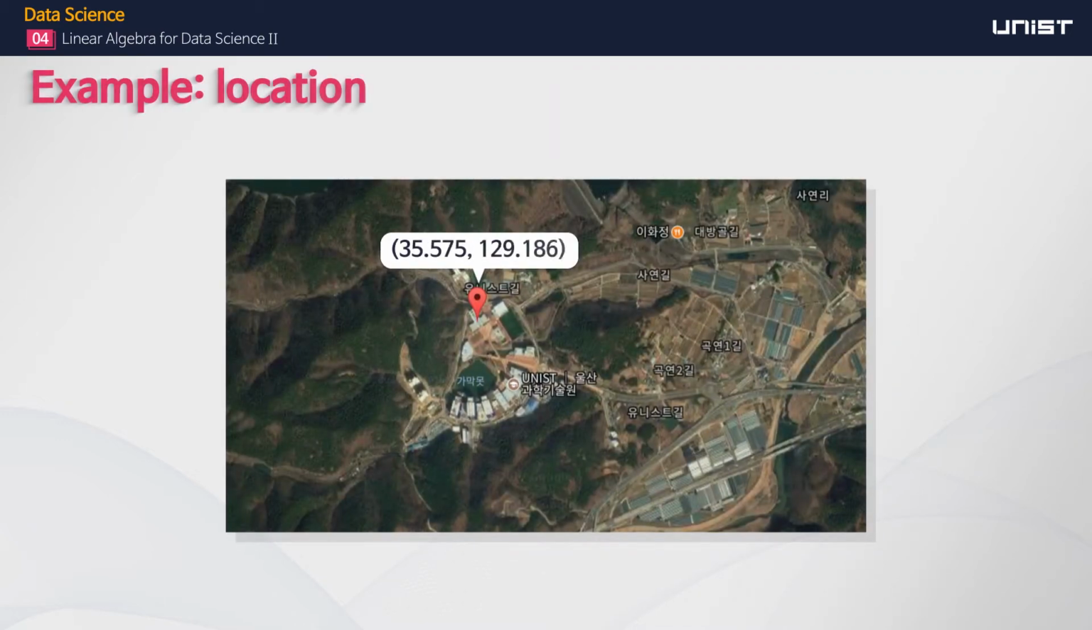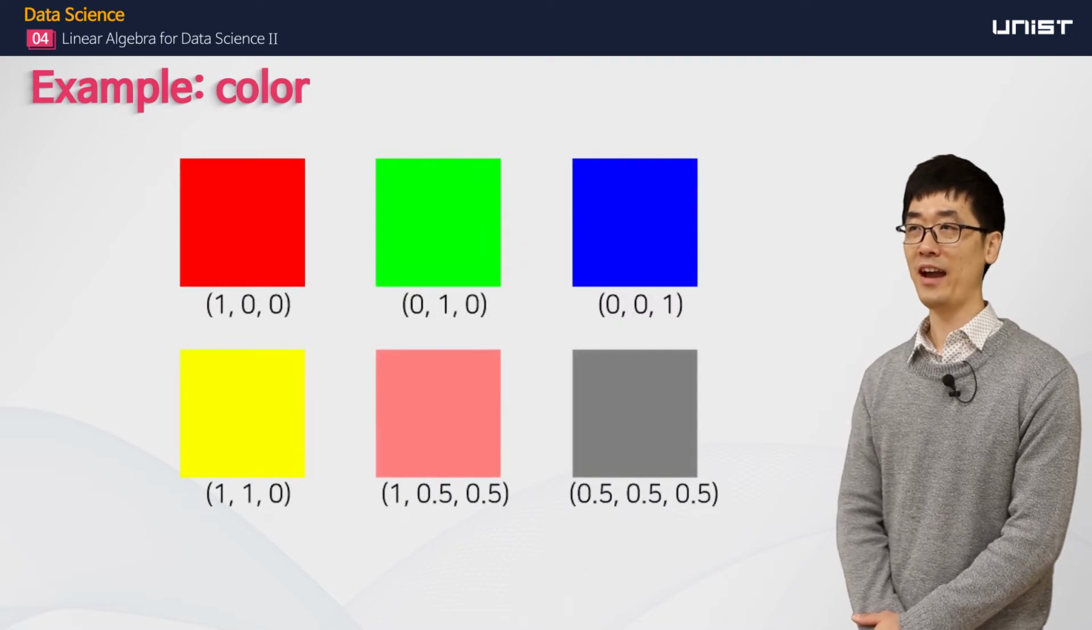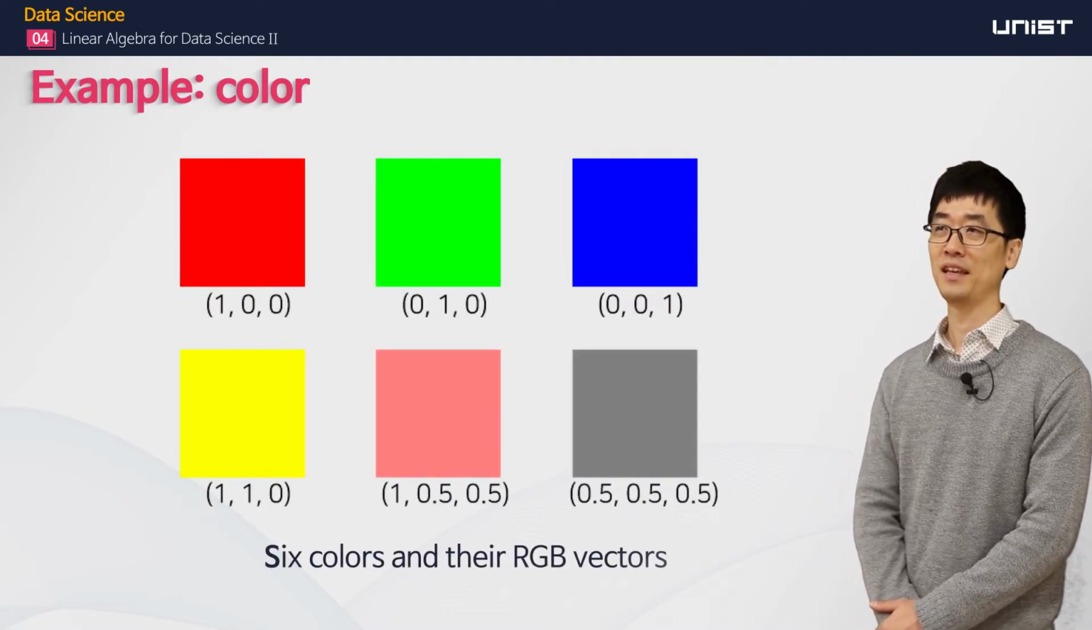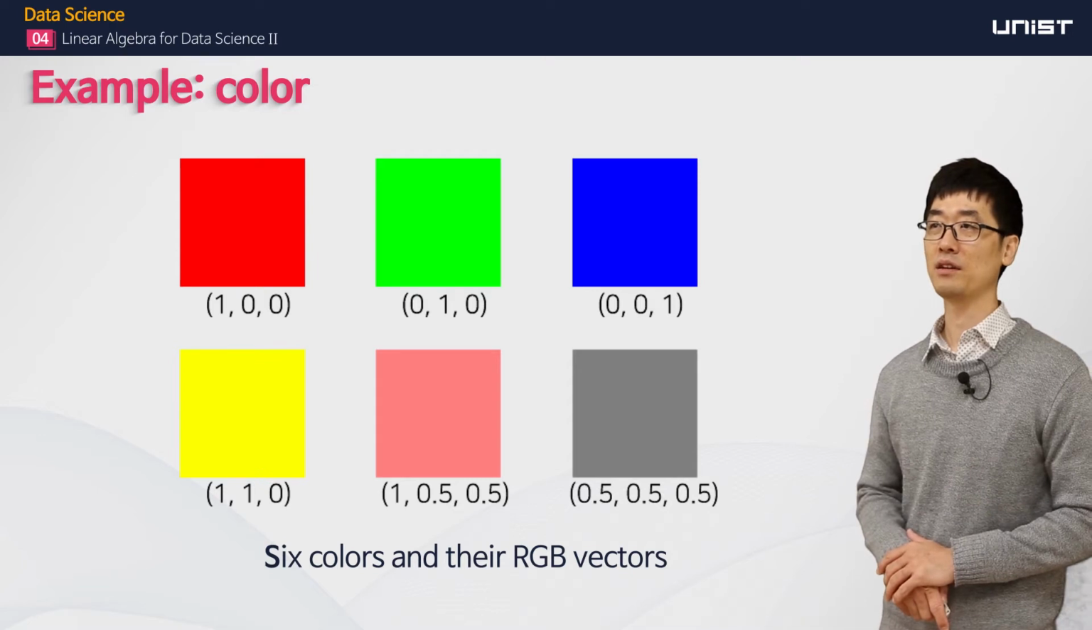Here are examples of vectors in our real life. Latitude and longitude are the units that represent the coordinates at geographic coordinate system. The longitude and latitude at UNIST is actually 35.575 and 129.186, which is also a vector with size 2. RGB vectors represent colors. Here are 6 colors with corresponding RGB vectors.